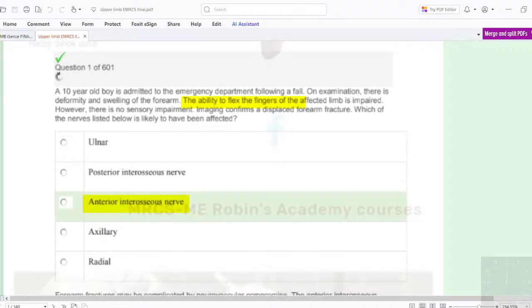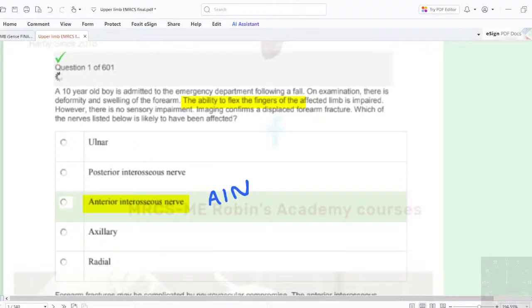A 10-year-old boy is admitted to the emergency department for an examination. There is a deformity and swelling of the forearm. Ability to flex the fingers of the affected limb is impaired. However, there is no sensory impairment. Imaging confirmed a displaced forearm fracture. Which of the nerves listed below is likely to have been affected? Ulnar, posterior interosseous, anterior interosseous, axillary, or radial?